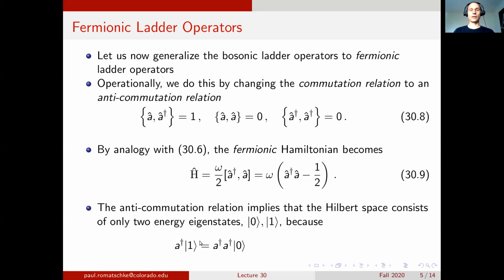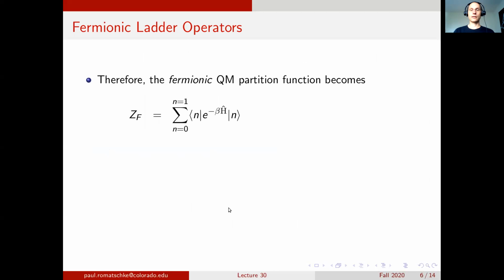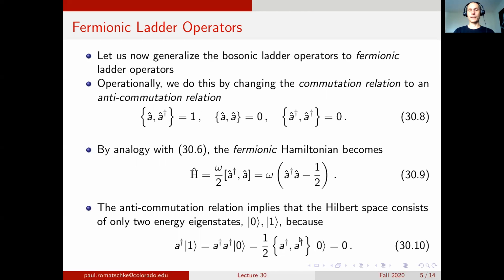That is because if we want to act with a raising operator A dagger on energy eigenstate 1, we can write this as the raising operator acting on the raising operator of eigenstate 0. But the raising operator squared, because of the anticommutation relation, can be written as 1/2 anticommutator of A dagger and A dagger. And that itself is an object that's vanishing. So that means that the raising operator on energy eigenstate 1 just gives 0. A similar calculation applies for the lowering operator acting on energy eigenstate 0, so that we find that there are only two states that are possible, the state 0 and the state 1.